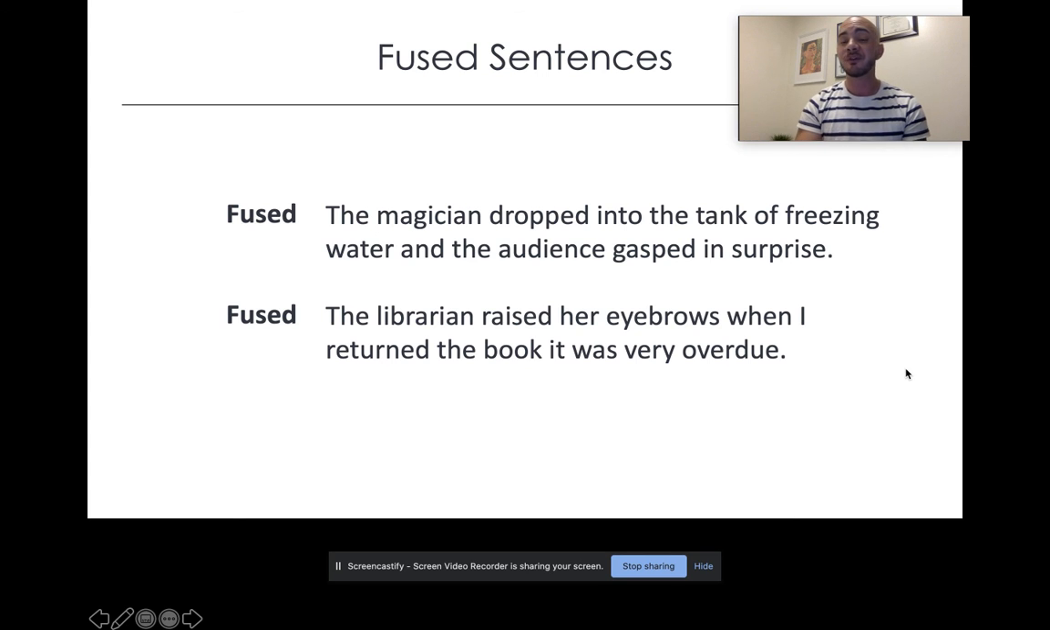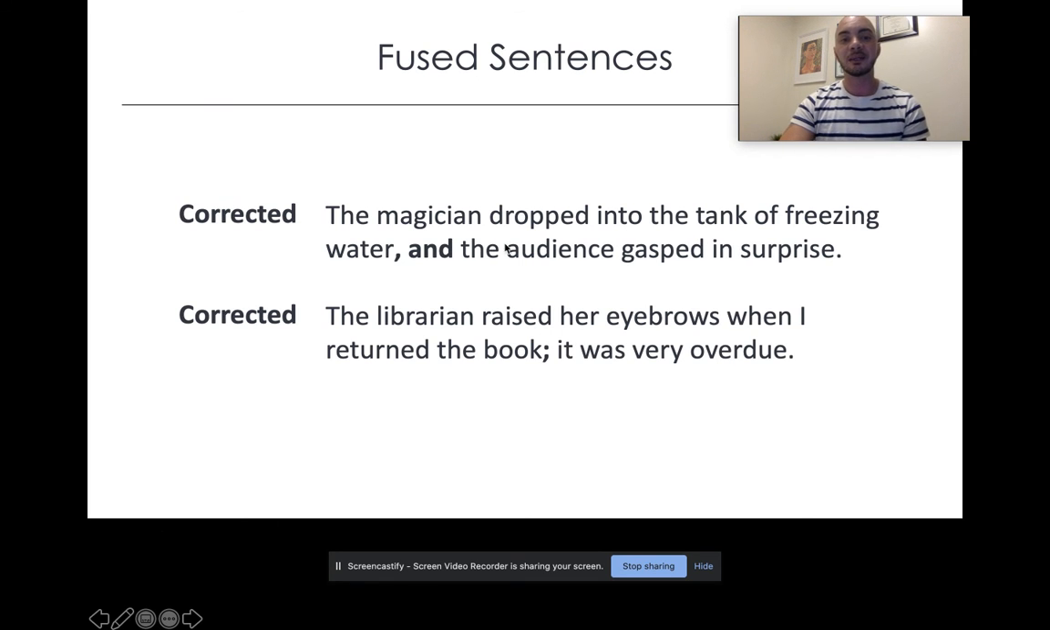In the second example, we have no coordinating conjunction, no anything. So we have to figure out where we separate one sentence from the next. What we want to do is find where the second subject is introduced. So we have librarian as our subject, raised as our verb, raised her eyebrows when I returned the book, and then a new sentence: it is your subject, was is your verb. So we need to separate these two sentences here, and there's a number of ways we can do that. The way that we're choosing to do it is with a semicolon in this example. Okay.